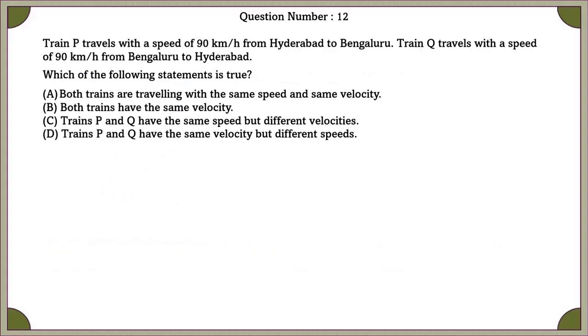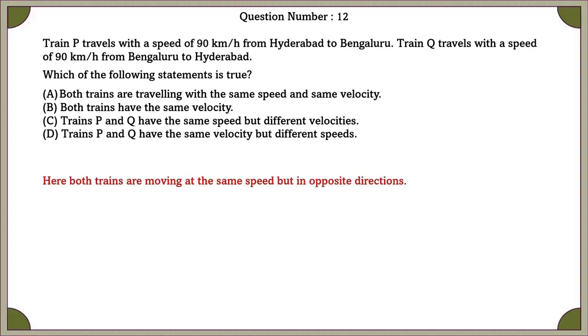Question number 12. Train P travels with a speed of 90 kilometers per hour from Hyderabad to Bengaluru. Train Q travels with a speed of 90 kilometers per hour from Bengaluru to Hyderabad. Which of the following statements is true? A. Both trains are traveling with the same speed and same velocity. B. Both trains have the same velocity. C. Trains P and Q have the same speed but different velocities. D. Trains P and Q have the same velocity but different speeds.